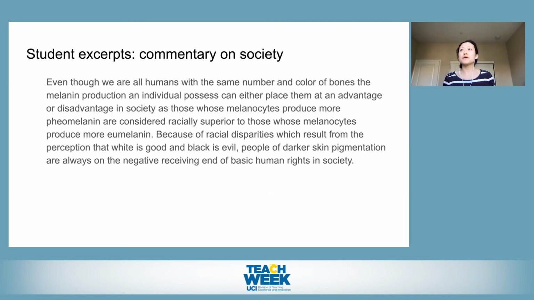I wanted to share one excerpt from a week 4 reflection that a student had. The student writes, "Even though we are all humans with the same number and color of bones, the melanin production an individual possesses can either place them at an advantage or disadvantage in society, as those whose melanocytes produce more pheomelanin are considered racially superior to those whose melanocytes produce more eumelanin. Because of the racial disparities which result from the perception that white is good and black is evil, people of darker skin pigmentation are always on the negative receiving end of the basic human rights in society."